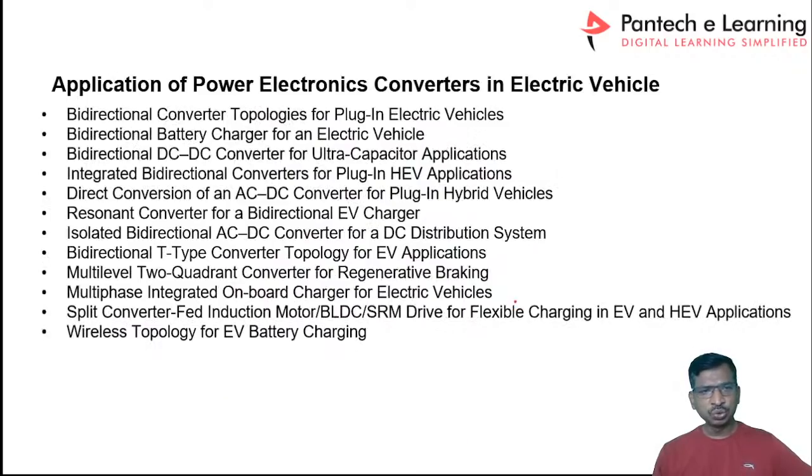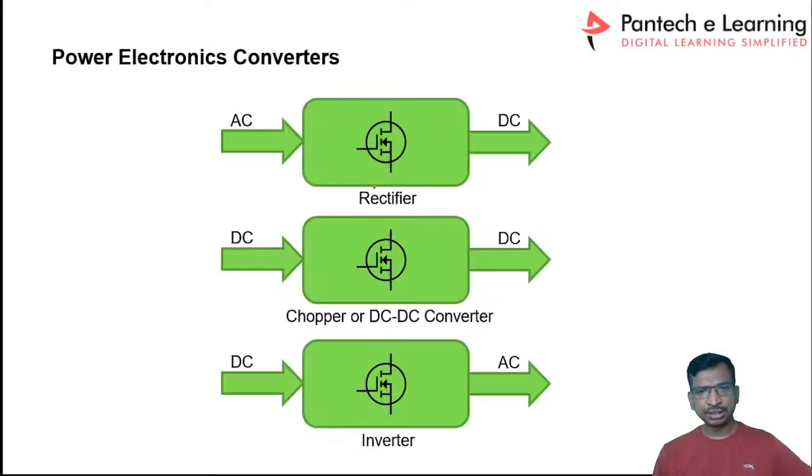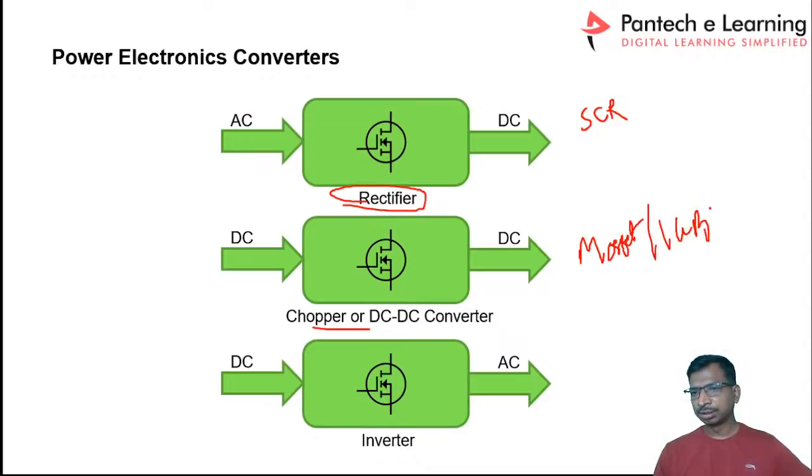How to choose the devices for a rectifier. Here we will use components such as SCR, whereas for the chopper we will use MOSFET or IGBT, right? MOSFETs or IGBTs, and similarly for the inverter we will use the same thing.